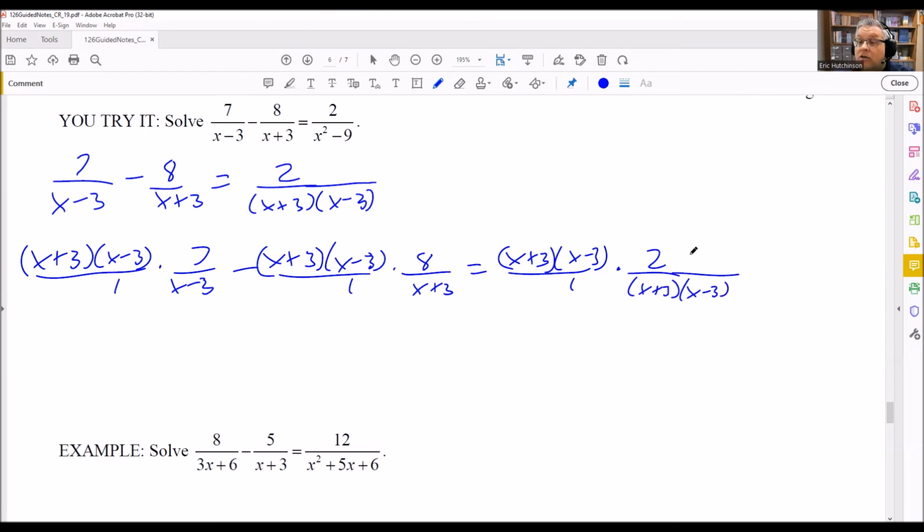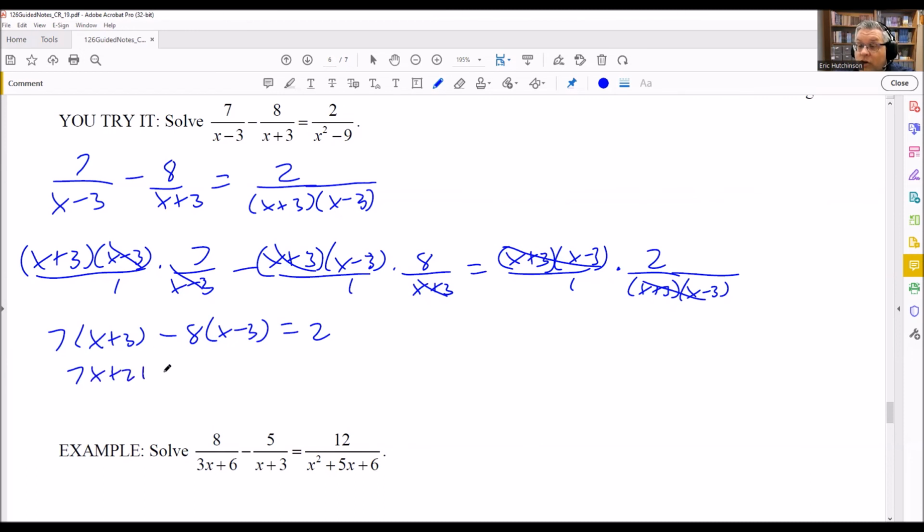Okay, so now we're going to cancel out. The x minus 3's cancel out there, x plus 3's cancel out here, and all this cancels with the right-hand side. So if we eliminate that, we get 7 times x plus 3, and we have minus 8 times x minus 3 for this part left over. Then we have equals 2, because everything else cancels out there.